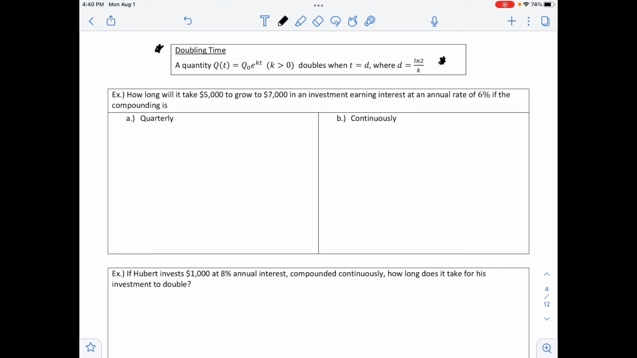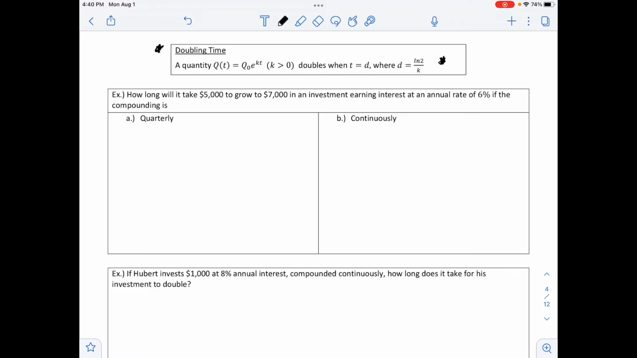So we have some examples right below. The first one says, how long will it take $5,000 to grow to $7,000 in an investment earning interest at an annual rate of 6% if it's compounded? Part A says quarterly and B says continuously.